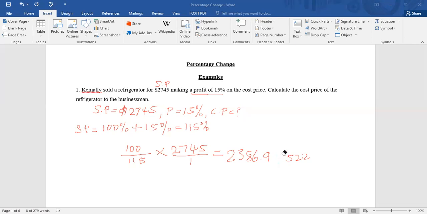So let me just erase this. So our answer will be $2,386.96. So this is basically the cost price of the item. This is what the refrigerator costs, and Kimberly sold it at $2,745 because she wanted to make a 15% profit.